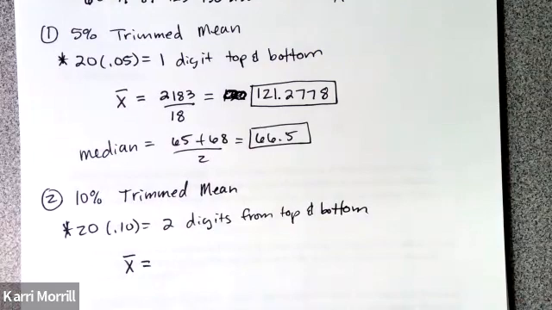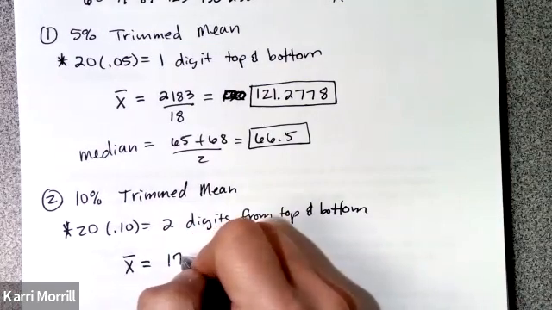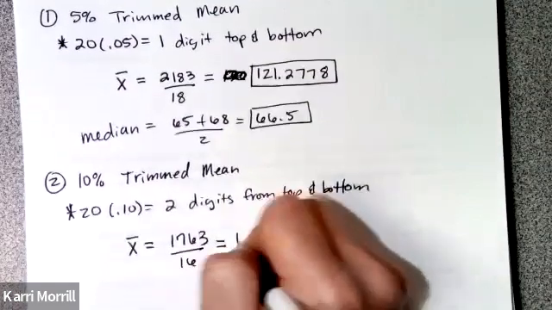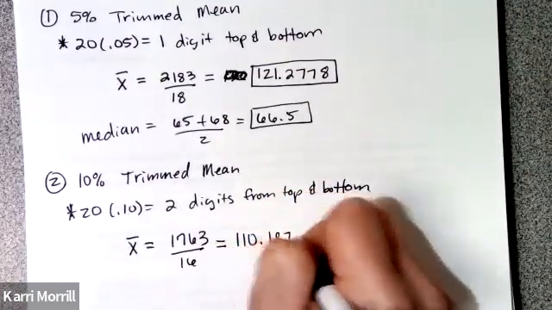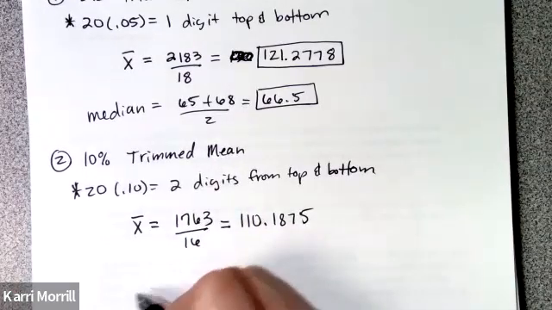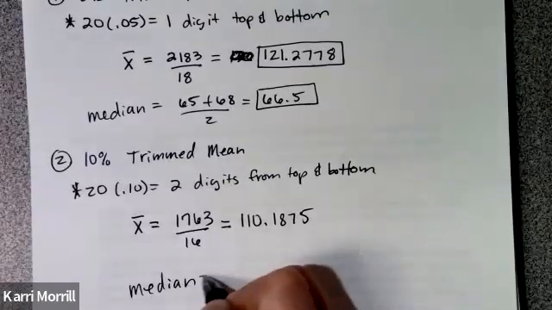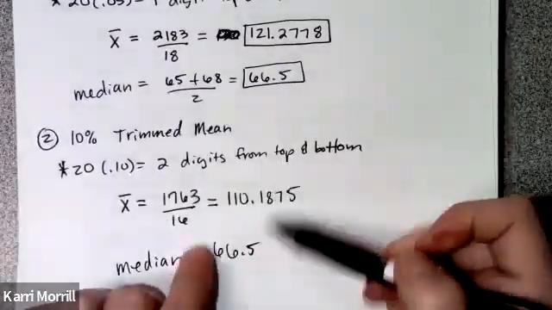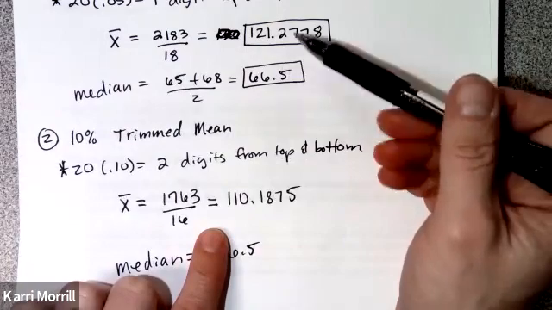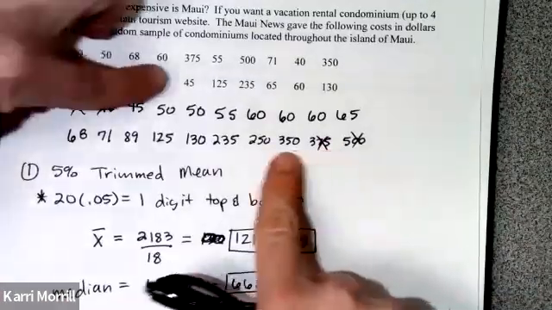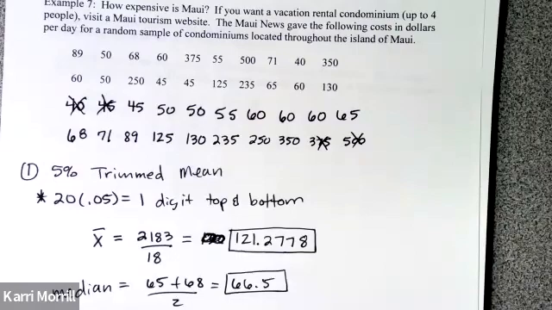Probably wasn't every condo. And when we totaled the 16 digits we have left, we had 1763, and we would divide by 16, which would give me 110.1875 when we round. Our median is still the same, doesn't change. Still have the same 2 middle numbers. So we're getting a little bit closer. I mean, it's $11 difference or so, but when you're trimming those highs and lows, you kind of get closer to those middle numbers. And really, we only do a 5 and a 10% trim mean.